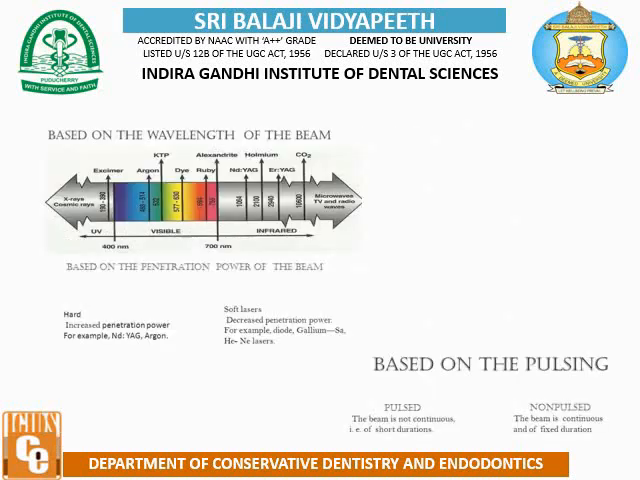Based on the wavelength of the beam, hard tissue lasers have increased penetration power, for example, Nd:YAG and argon. Soft tissue lasers have decreased penetration power, for example, diode, gallium, helium neon lasers. Based on pulsing, pulsed: the beam is not continuous, that is, of shorter durations. Non-pulsed: the beam is continuous and of fixed duration.